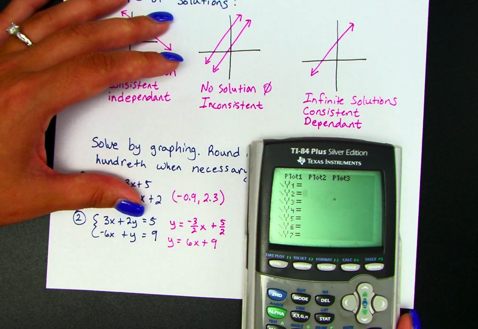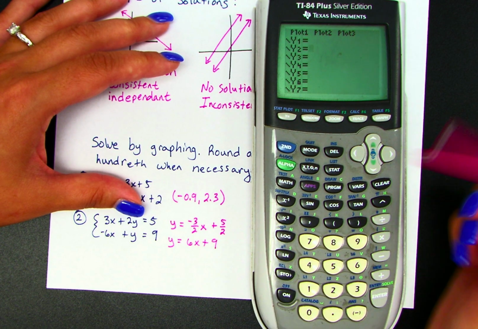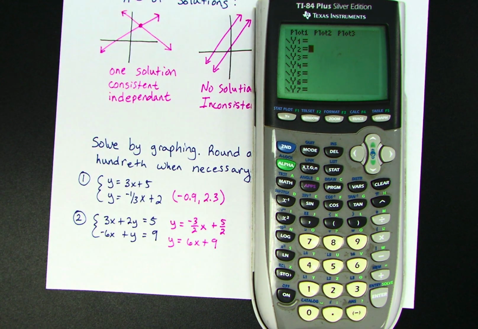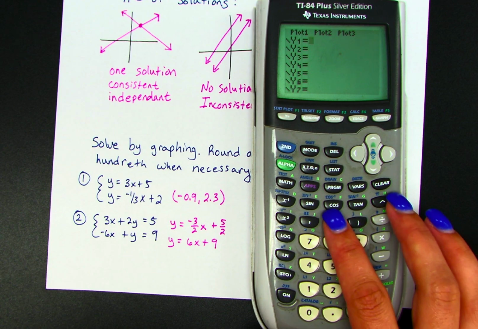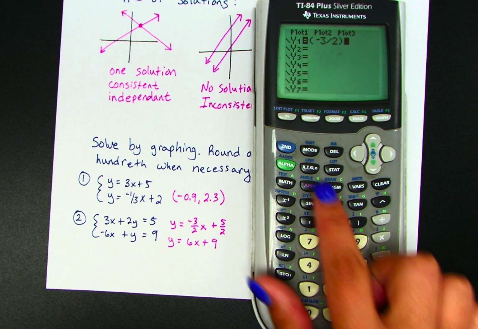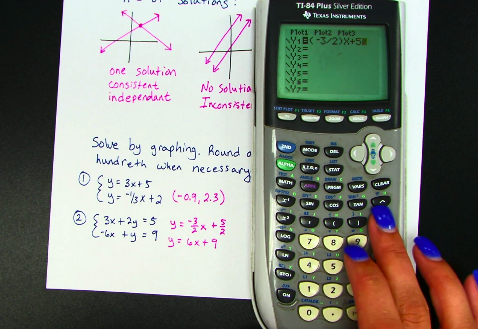Okay, so back to my calculator. So again, to get to this screen, we would have just pressed the y equals button up here at the top. And I'm going to arrow back to that first one. So I'm going to type that in. So I'm going to use a parenthesis. It's negative, so I need to use the negative key. So -3 divided by 2 parenthesis, and then the x key. And then we have plus, and then 5 divided by 2.